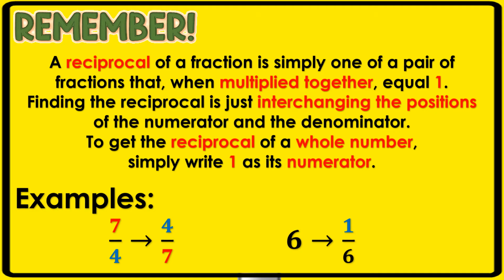Remember, a reciprocal of a fraction is simply one of a pair of fractions that, when multiplied together, equal 1. Finding the reciprocal is just interchanging the positions of the numerator and the denominator. To get the reciprocal of a whole number, simply write 1 as its numerator. Examples: 7/4. The reciprocal of 7/4 is 4/7. 6. The reciprocal of 6 is 1/6.